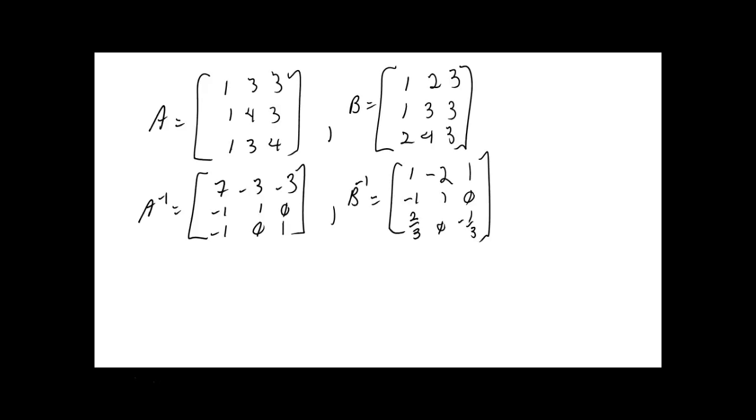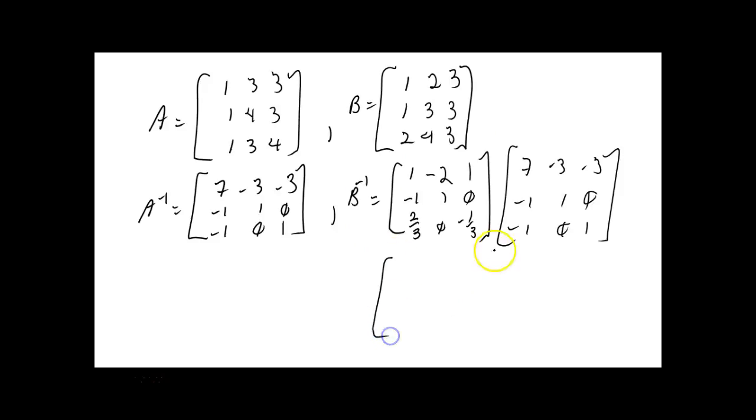So, rather than multiplying A times B and then finding the inverse, let's just do B inverse times A inverse. That's a much easier process, right? And the theorem tells us we can. So let's take B inverse and multiply it by A inverse. This time I'm going to write it over here. 7, -3, -3, -1, 1, 0, and -1, 0, 1.